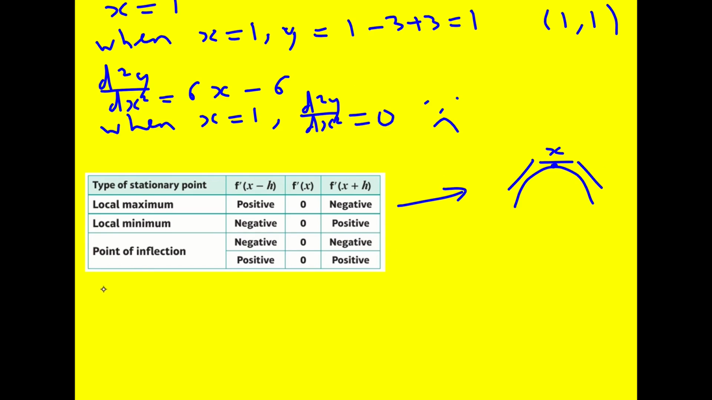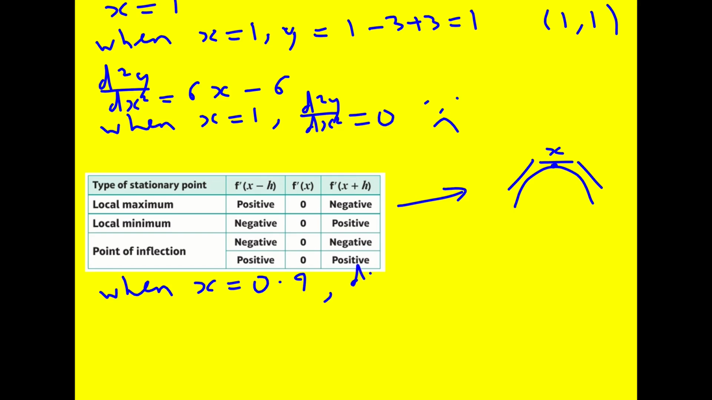Okay, when x equals, now we need to look just to the left of 1. So we decide how small that is, and you can make it whatever you like. No, not whatever you like, but make it something sensible. I'm going to look at 0.9. That is just to the left of this value of 1. I could do 0.99, I've just chosen to do 0.9.